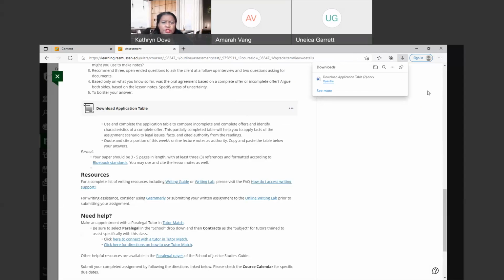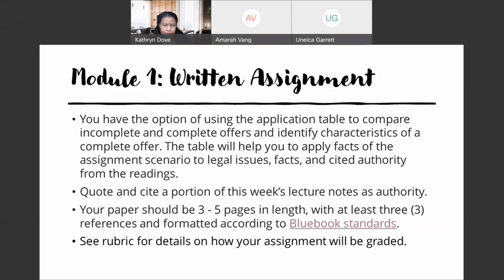Is anyone familiar with using the application table? I'm not. No, I've never heard of it. Okay. Yeah. So it's a great way to do an issue rule analysis conclusion analysis. So I'm going to share this document with you so that you get familiar with it and it becomes your best friend. Okay, downloads. Application table, open.